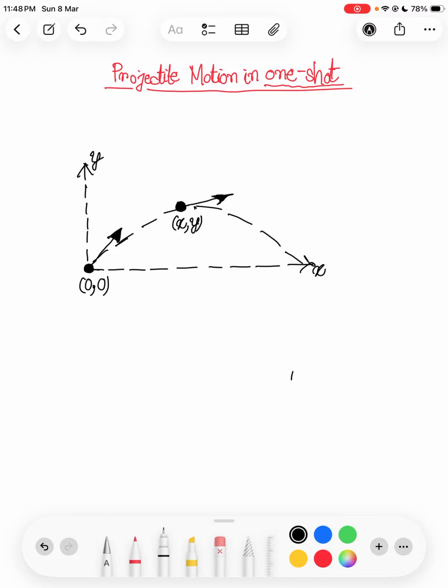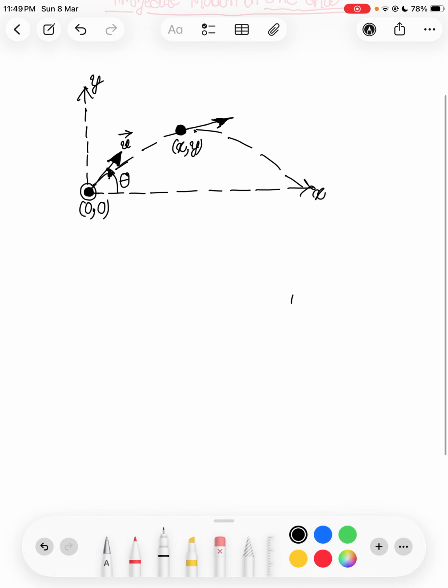So let's get straight into the mathematical analysis of a projectile. Suppose this black object right here is its initial position. We are throwing this from here, and suppose that this is thrown with an initial velocity u, and this velocity u makes an angle of theta with the x-axis. So this angle is theta. We can break this velocity into x and y components. So ux will be u cos theta, and uy will be u sin theta.